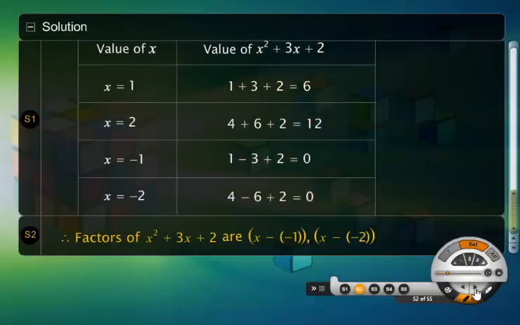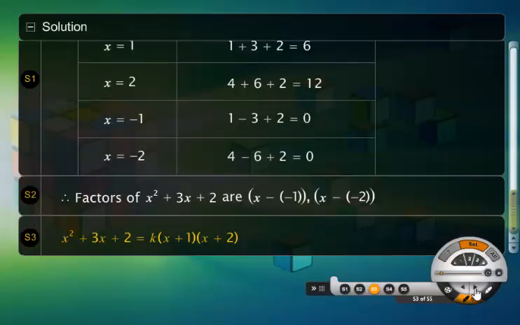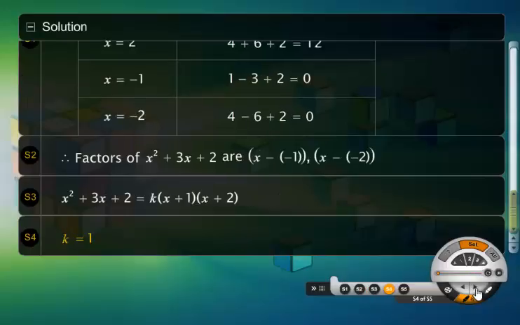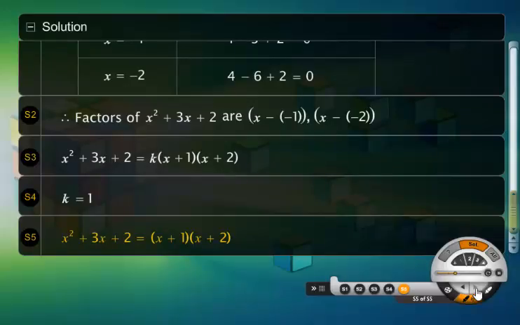So, as per the factor theorem, x minus of minus 1 and x minus of minus 2 are the factors of the polynomial x squared plus 3x plus 2. Since the degree of polynomial is 2, it cannot have any other linear factor, but it can have a constant factor. So polynomial x squared plus 3x plus 2 is equal to the product of two linear factors given by x plus 1 and x plus 2 and constant k. On comparing the coefficient of x squared in both sides, we get k equal to 1. So, the polynomial x squared plus 3x plus 2 is equal to x plus 1 into x plus 2.